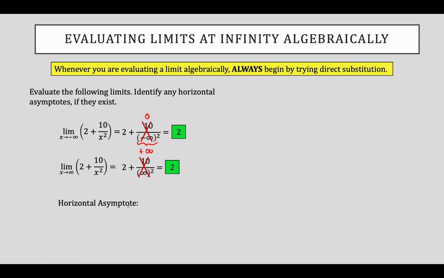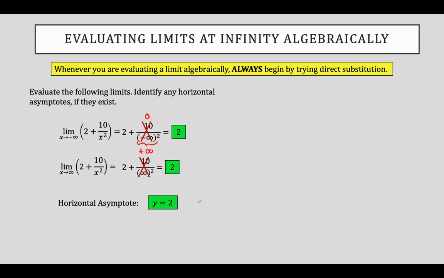So, in this case, do we have a horizontal asymptote? Well, as we learned earlier, whenever we evaluate a limit as x approaches negative infinity or positive infinity, and the result is a real number, we have a horizontal asymptote at y equals that value. So in this case, we have a horizontal asymptote at y equals 2. Make note, very important, always label your asymptotes appropriately. Horizontal asymptotes are equations of horizontal lines. They always come in the form y equals.